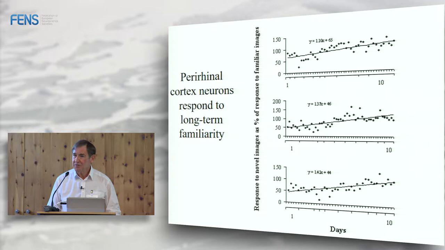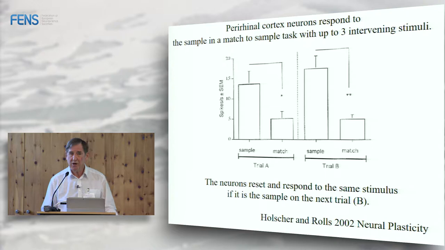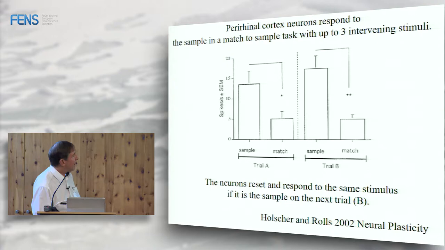Okay, so long-term familiarity memory is in the perirhinal cortex. There is a representation. What use would it be for? Well, perhaps in evolution, you want to know which is your family, where your house is, where your territory is. You would get a familiarity signal.